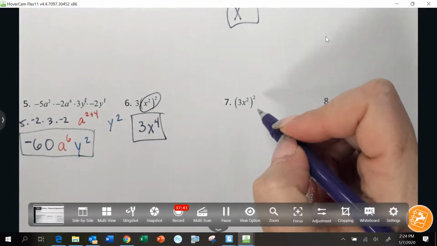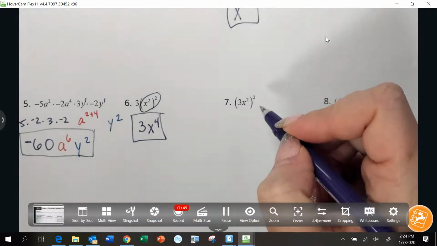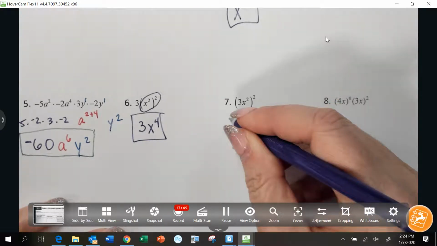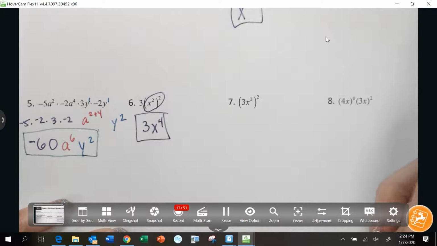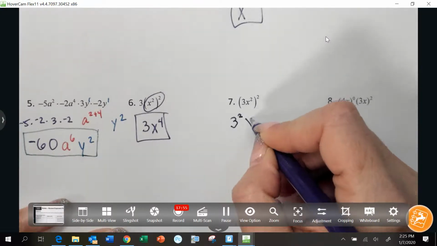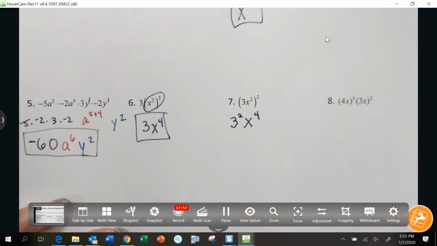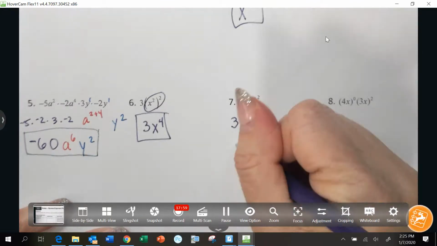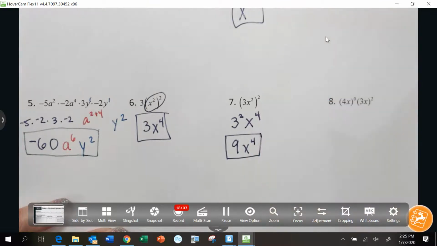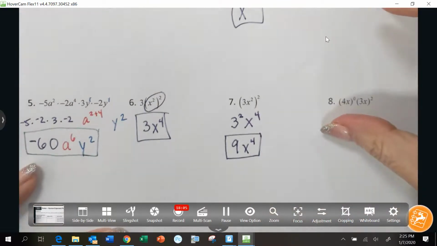Look at this one. It looks different. Oh, wow. The square goes to the 3. How is it different? So the 3 gets squared and the x squared gets squared. So we get 9x to the 4th. And one reason I am going faster is because this is not the first time you've ever seen this stuff.